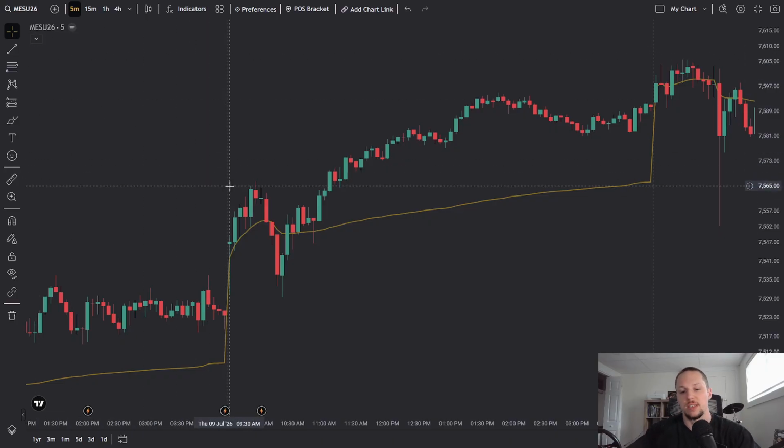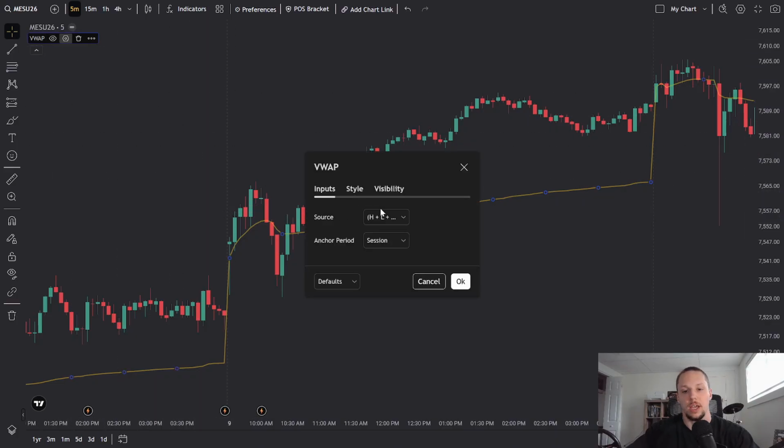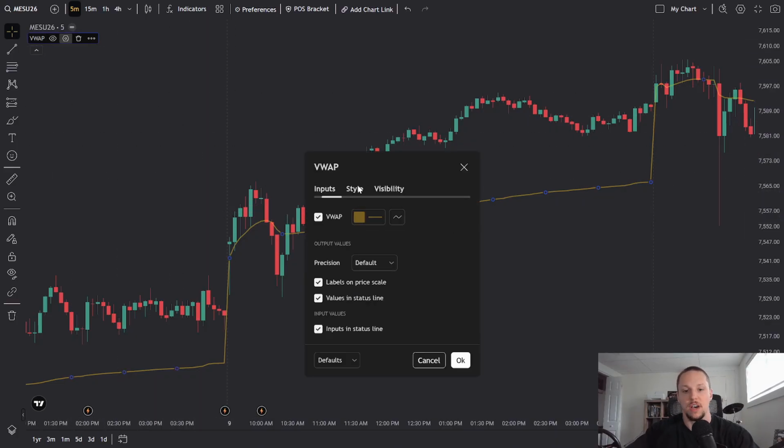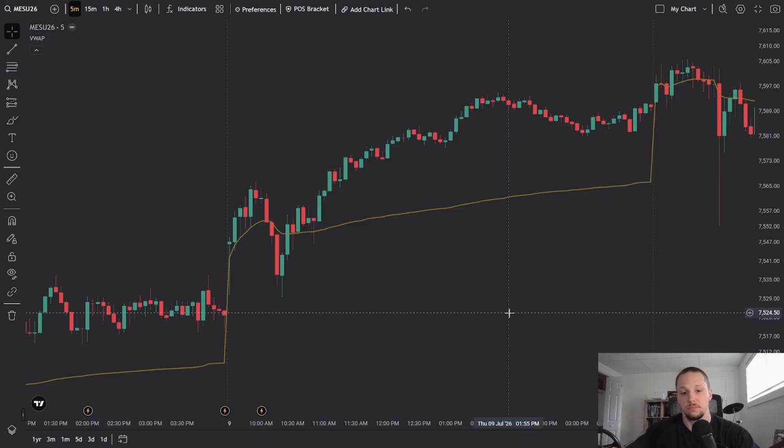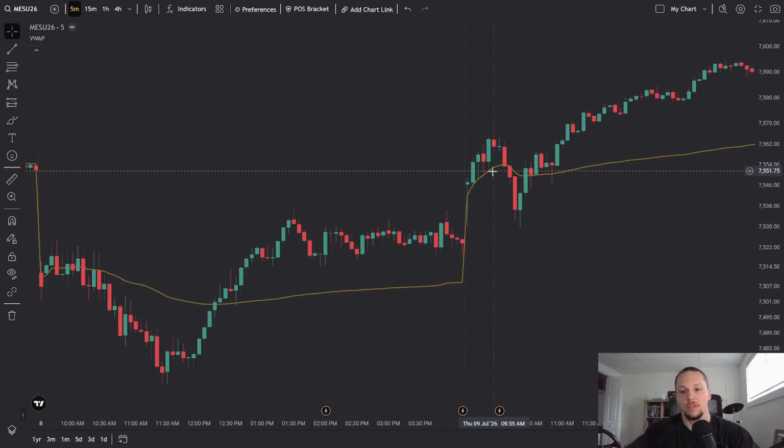For me, it starts at 10:30 a.m. my local time, and it's 9:30 a.m. New York time. The only indicator I'm using is a VWAP line, and it is unmodified. This is it. So with that being said, we're going to start off here on Thursday.